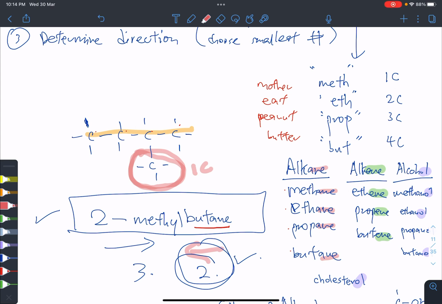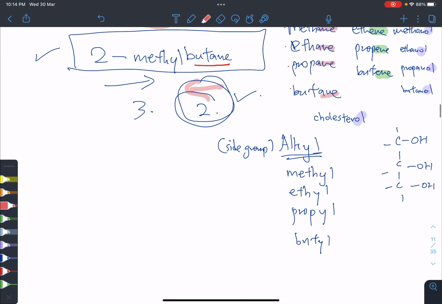Then can I say it's a methane butane? Wait, what? That sounds so weird. You don't call it a methane. So when you are a side chain, you are a sidekick. Your name will be different. So you no longer call yourself methane. What do you call yourself? You call yourself methyl. So when it's a side group, it's known as an alkyl group. Notice YL.